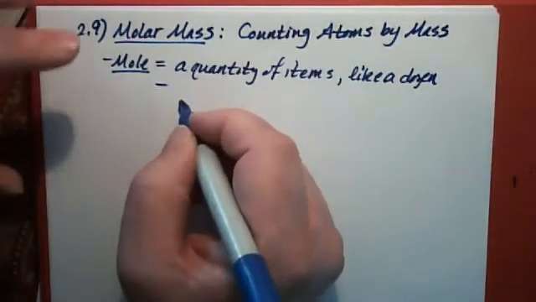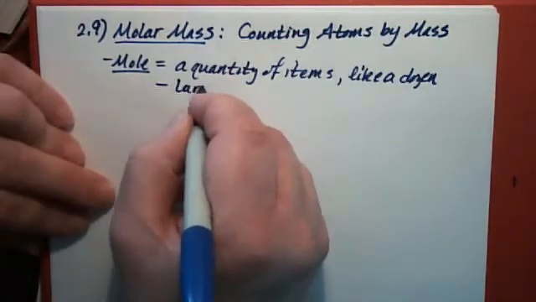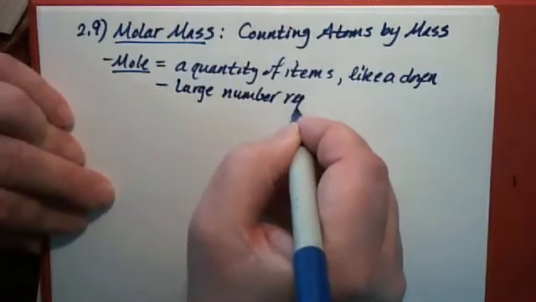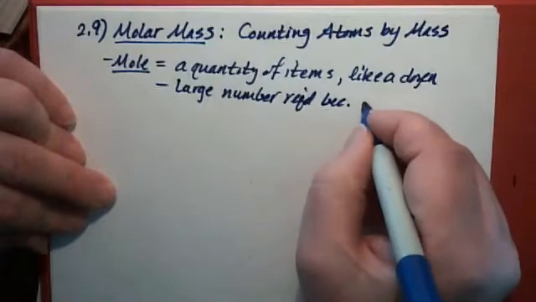The number in a mole is very large. And that's because atoms and molecules are so small.